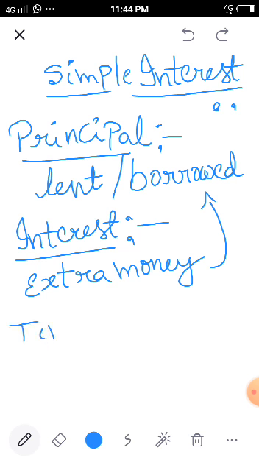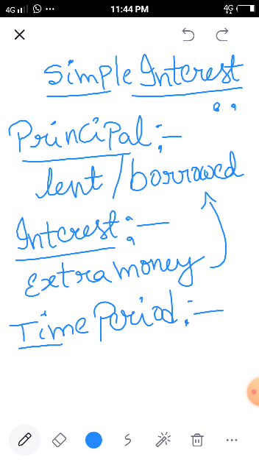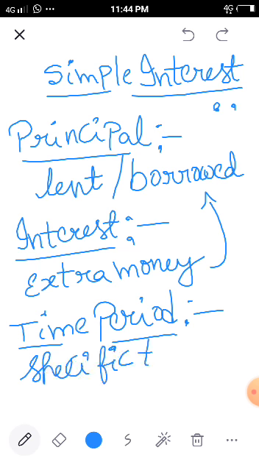Next, the third one is time period. Time period is the specific time for which money is borrowed. Specific time for which the money is borrowed is called time period. It may be years, months, or days. This time period should be specified in terms of years, or months, or days.